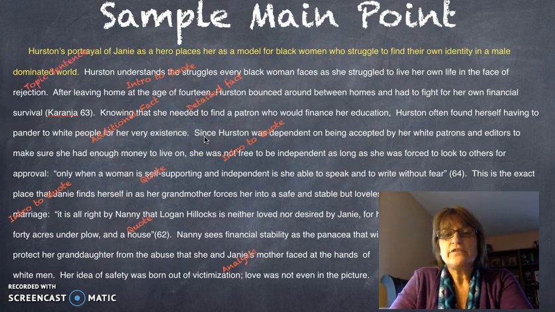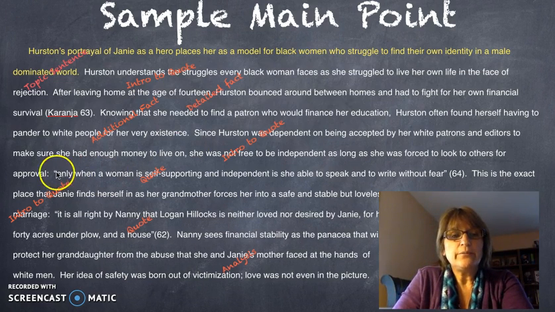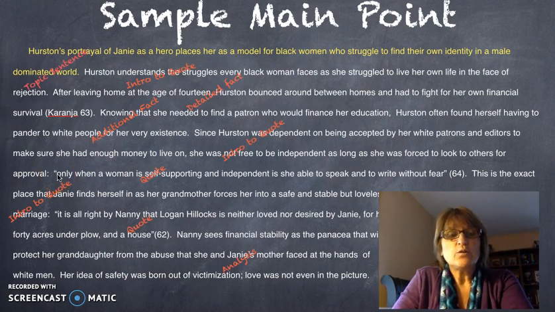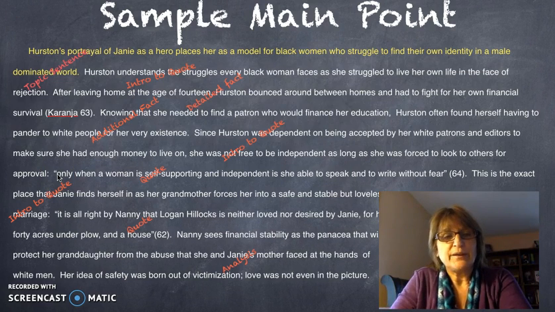Down here is where I'm going to start introducing a new quote. Since Hurston was dependent on being accepted by her white patrons and editors to make sure she had enough money to live on, she was not free to be independent as long as she was forced to look to others for approval. Now here I'm going to give an actual quote. It's going to be by the same author, Karanja, however you pronounce that name.